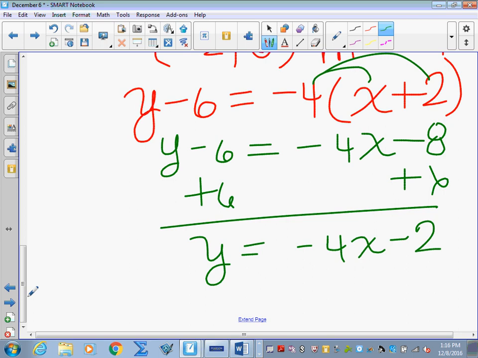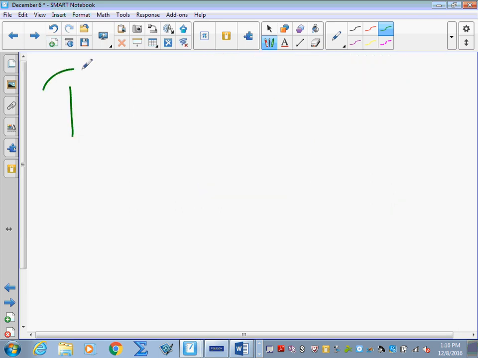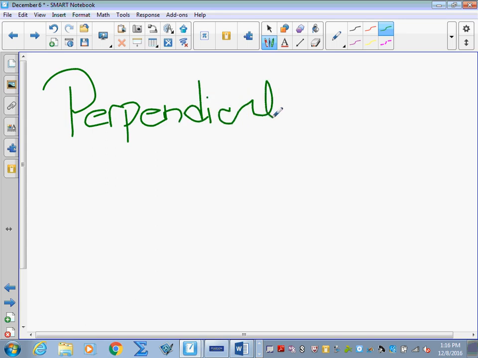Okay, all right. Now, we did a couple on parallel. What was the other line I told you? Perpendicular. So let's do perpendicular. Now, do you really think perpendicular is going to have the same slope? No. Okay, both of them can't have the same slope.